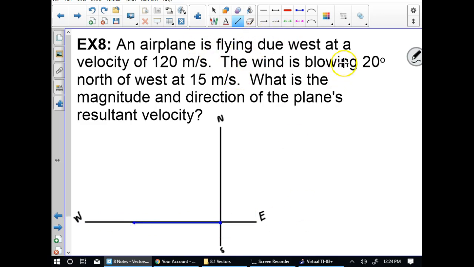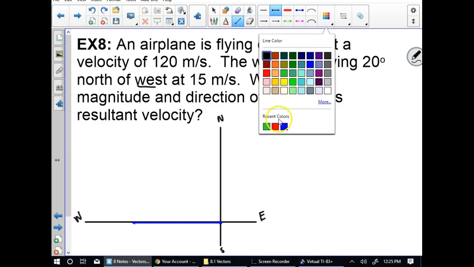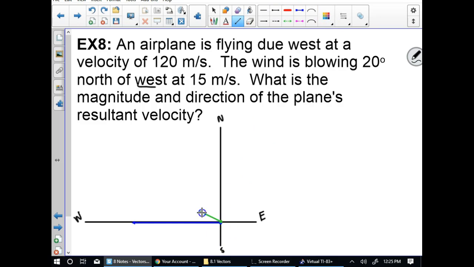And then our wind is blowing 20 degrees north of west. So I know that's going to go in this direction. Is the 20 degrees going to be the angle down here, or the angle over here, the bottom one or the top one? Okay, north of west. So which side does it touch? It touches west, right? So it's north of west. So it's going to touch west, which means that your angle is going to look like this.